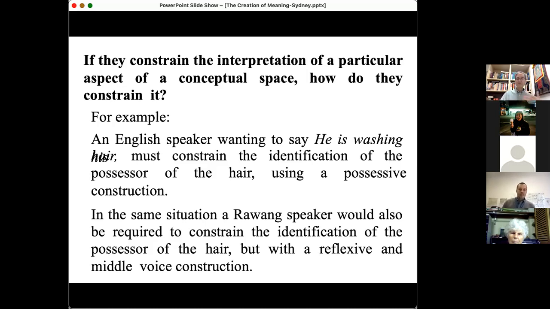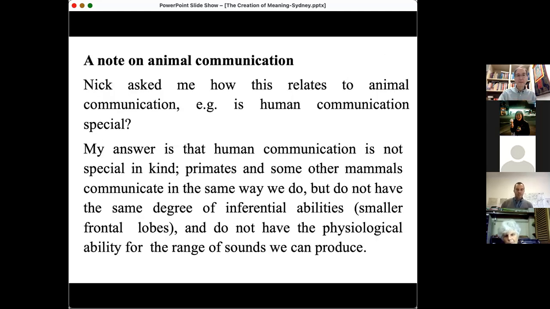Now, I mentioned French and Rawang. They're both using a kind of middle voice construction, but the way that they do it is again different. So we can also break this down as Croft talks about with different strategies. So you have the same kind of function, but a different kind of strategy.